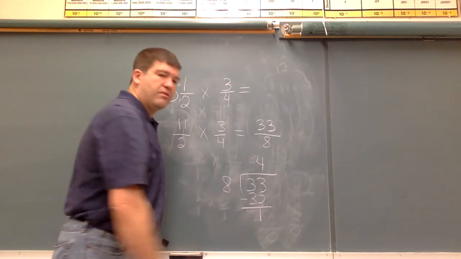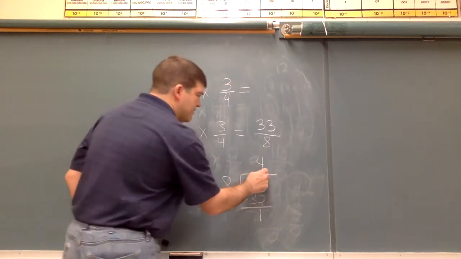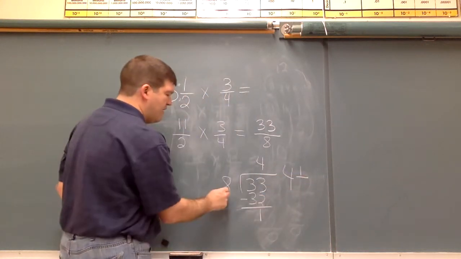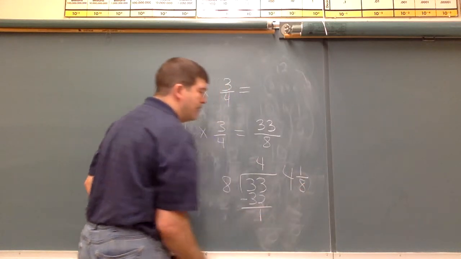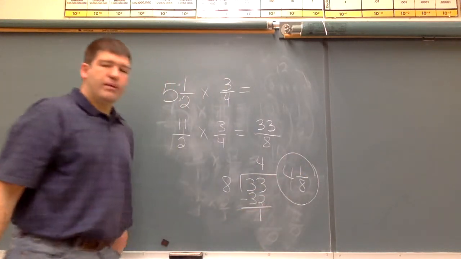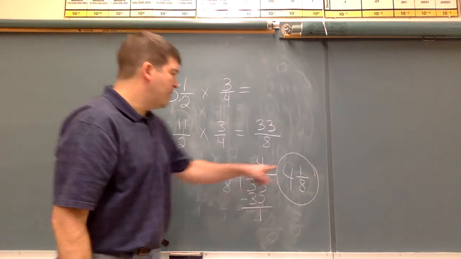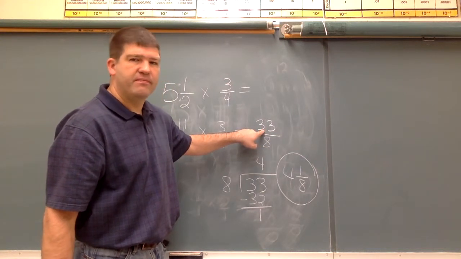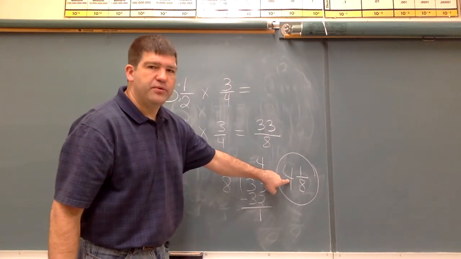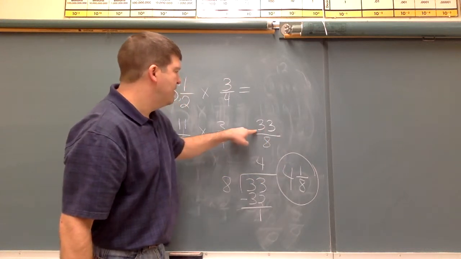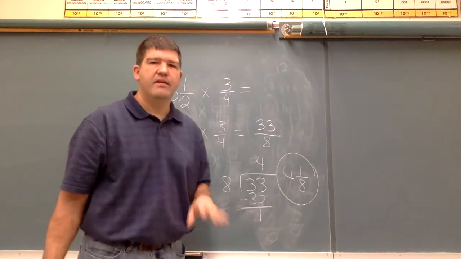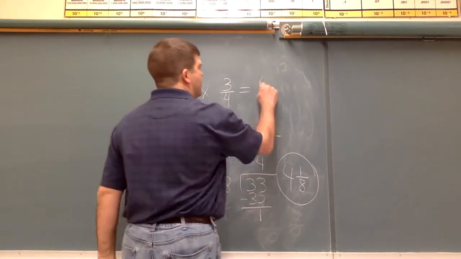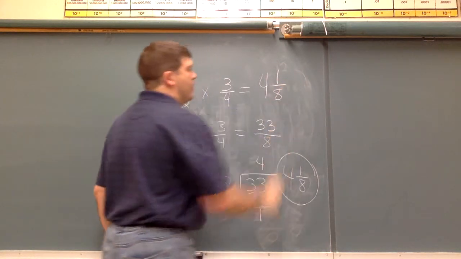So I know it's not just this whole number. So my answer is, here's my whole number, 4. My remainder is 1. And I go to the denominator. So my answer is 4 and 1/8. Now, I'm going to check it just to make sure I still have the same answer. 8 times 4 is 32, plus 1 is 33. Yep, and then the 8, 8. Perfect. Okay, so 5.5 times 3/4 equals 4 and 1/8.